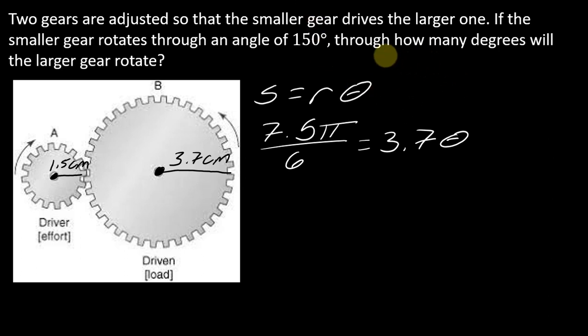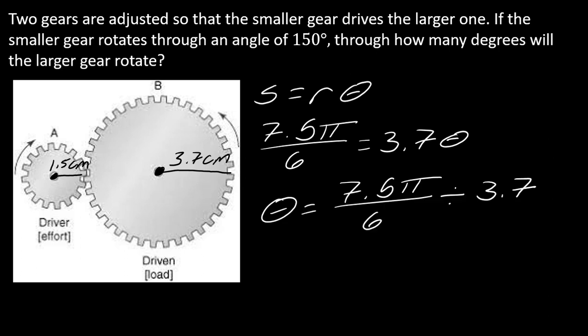And so the question was, how many degrees will the larger gear rotate? Now I've got everything set up. I just have to solve for theta. To solve for theta, I'm going to take 7.5 pi over 6 and then divide that by 3.7. I want to show you a trick with this, because you might be tempted to turn this into a decimal. We're trying to avoid the decimal until the very last minute. So instead of dividing by 3.7, remember that dividing by 3.7 is the same as multiplying by 1 over 3.7. You see what I'm saying?